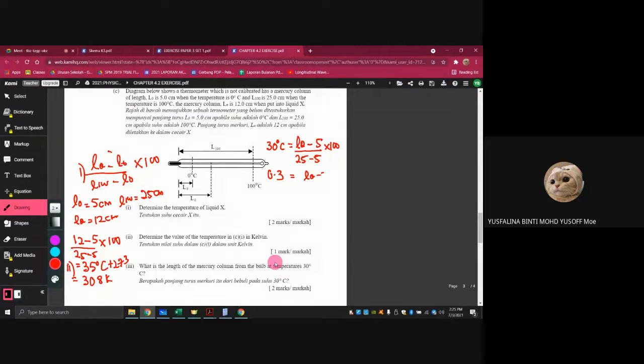So L theta minus 5, you got 20 here. 20 multiplied by 0.3, you got 6, right? So 6 equals L theta minus 5. So L theta is 6 plus 5. You will get L theta is 11 cm. So that is the length of the mercury when the temperature is 30 degrees Celsius. So that's the answer. Can you understand this one? How to calculate the temperature?